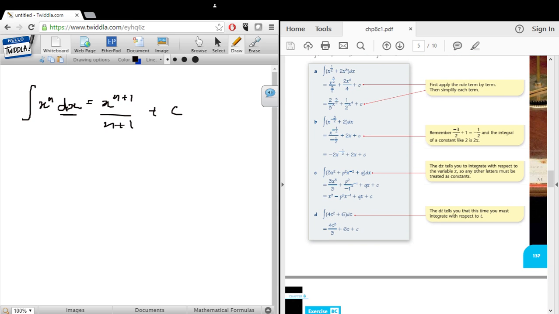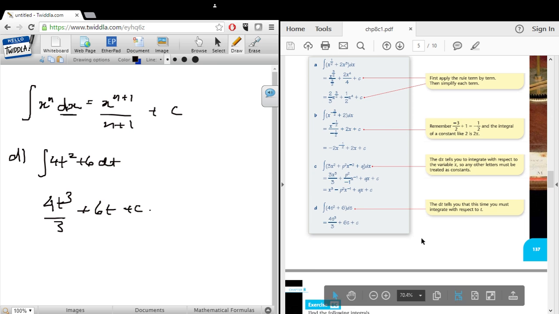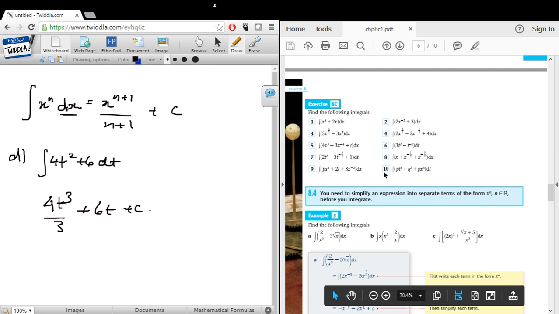We'll do d very quickly. D is the integral of 4t squared plus 6 dt. So we add 1 to the first power, and then we divide it, plus 6t plus c. There we go, very simple. More exercise for you to do.